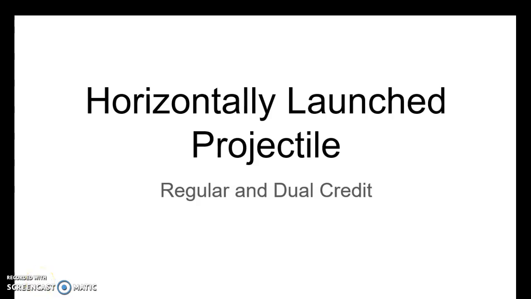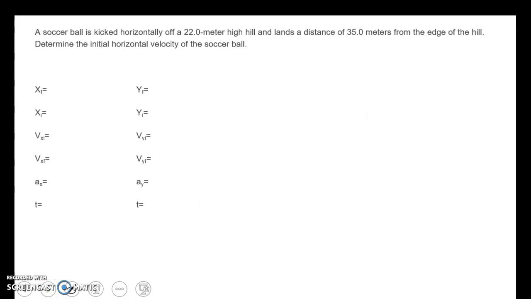Okay, so now we're going to look at horizontally launched projectiles and how to solve problems that you may encounter that deal with just horizontally launched projectiles. So here's an example. A soccer ball is kicked horizontally off a 22-meter high hill and lands a distance of 35 meters from the edge of the hill. Determine the initial horizontal velocity of the soccer ball.